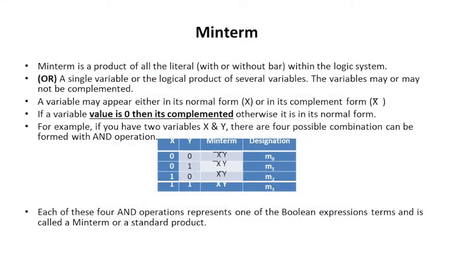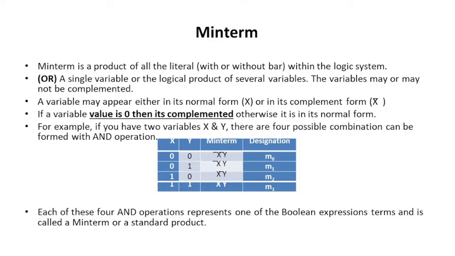Next term is minterm. Minterm is the product of all literals with or without bar within the logic system, or a single variable, or the logical product of several variables. The variables may or may not be complemented. A variable may appear either in its normal form or in its complemented form. If the variable value is 0, then it is complemented, otherwise it is in the normal form.